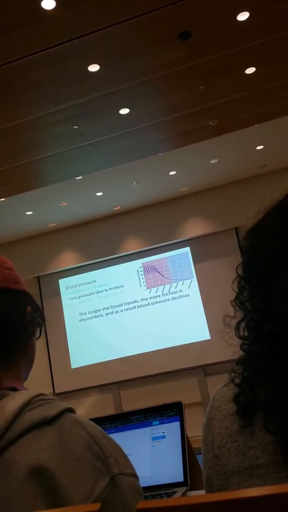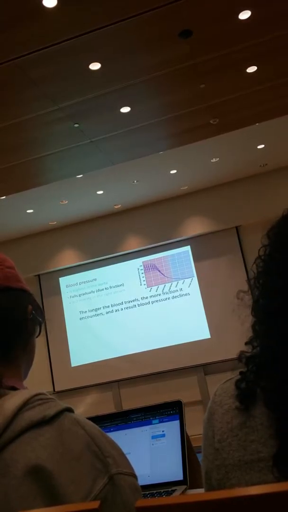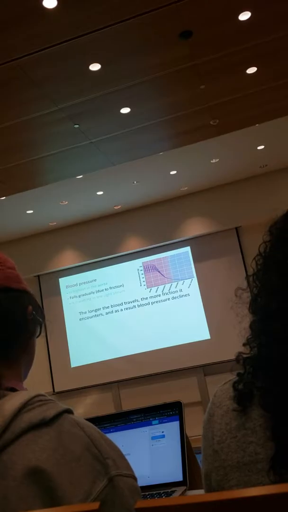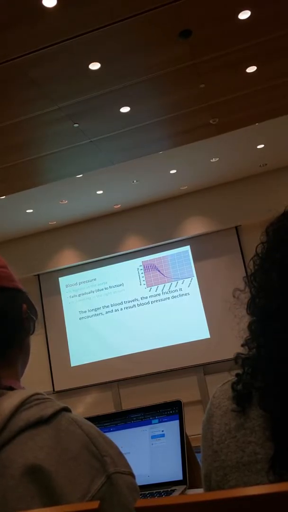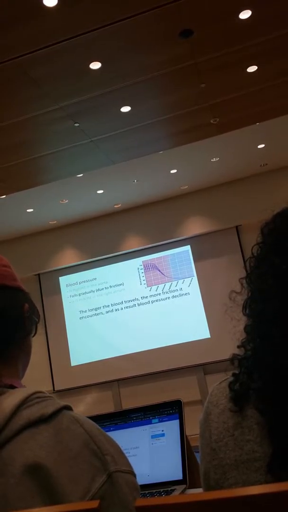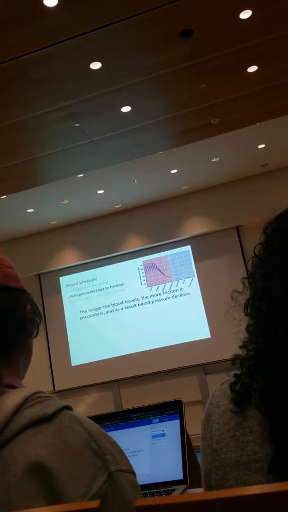So we just said that the longer you go, the more friction you have. Arteries are like this. Arterioles are like this. So how come we have such a big drop in the arterioles? Anyone has any idea? Yes, Malik. Would it be more edges? So there's more surface area?